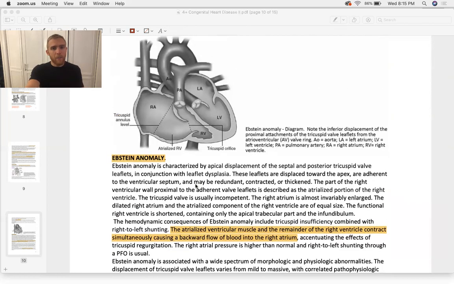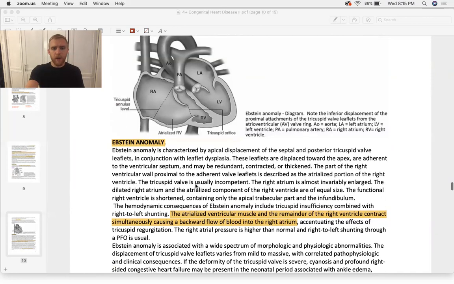So Ebstein's anomaly is not a shunt in the traditional sense, but it is a shunt in the sense that you have a compromised tricuspid valve that allows for the spillage of volume of blood back through from the ventricle to the atrium on the right side. That's your right to left shunt in Ebstein anomaly.